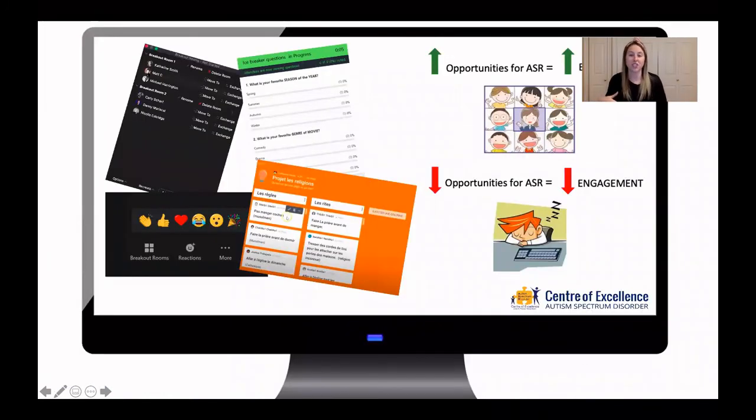Researchers have consistently shown that increasing opportunities for active student responding increases student engagement, and this can't be overlooked in the remote classroom. So some ways that you can do this are through the breakout rooms, through using reactions, having your students contribute ideas to the Padlet, or using polls.